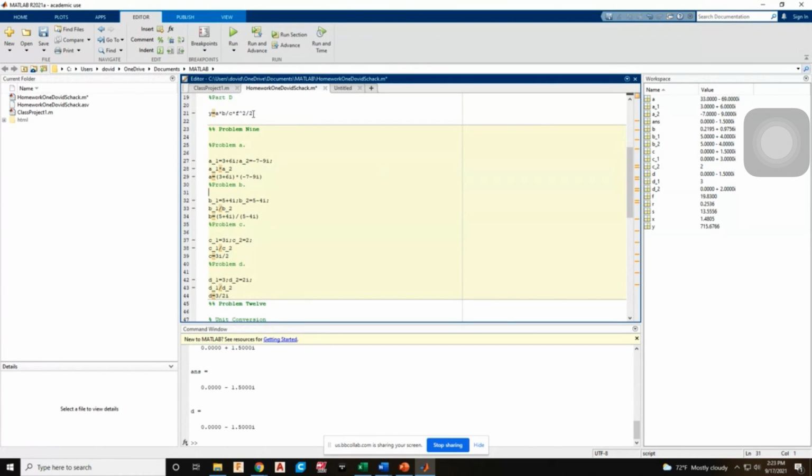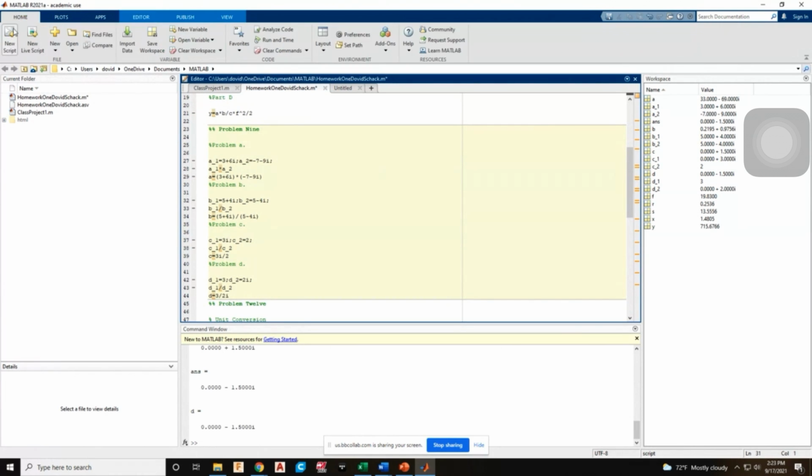Or if the file does not exist, you can go to new, and then from the little black triangle you decide whether it's a new script or a new function. Later on we will learn about these things, right?